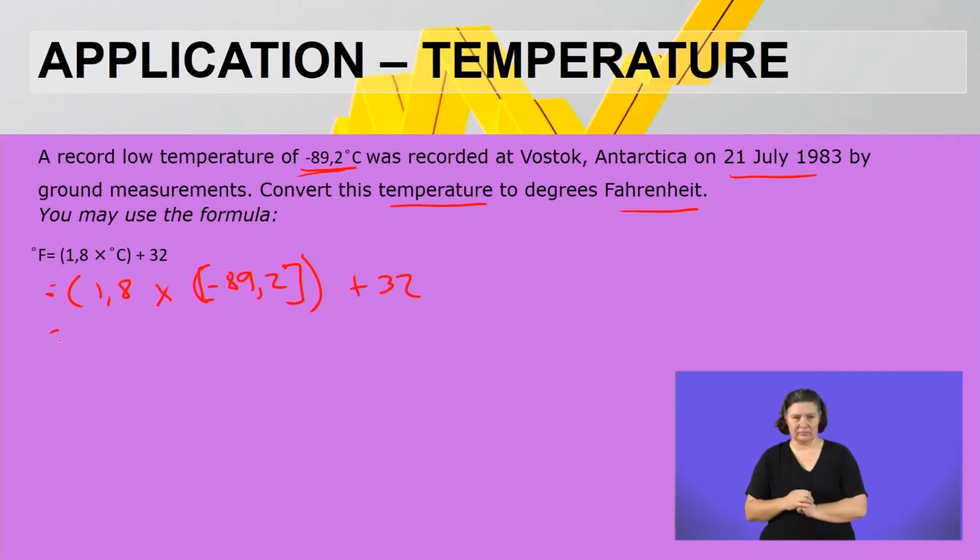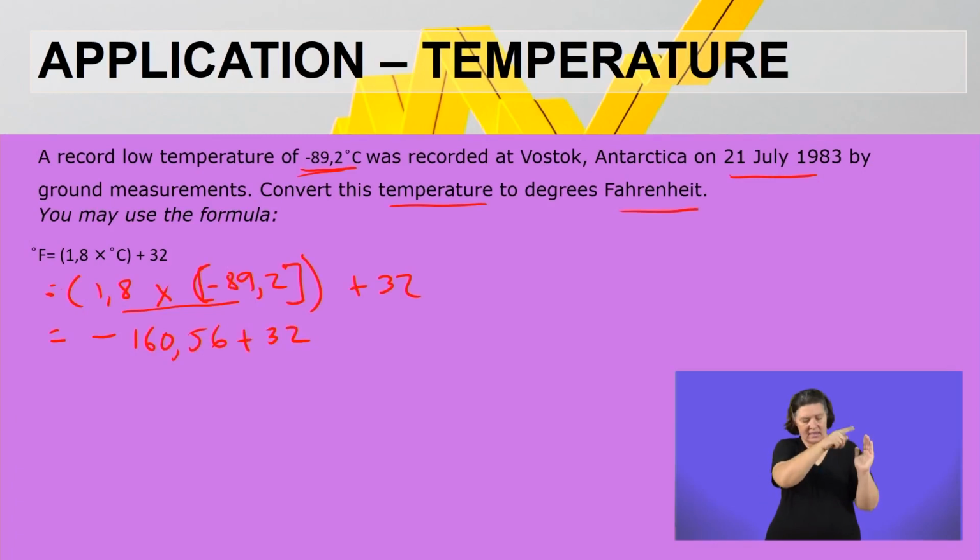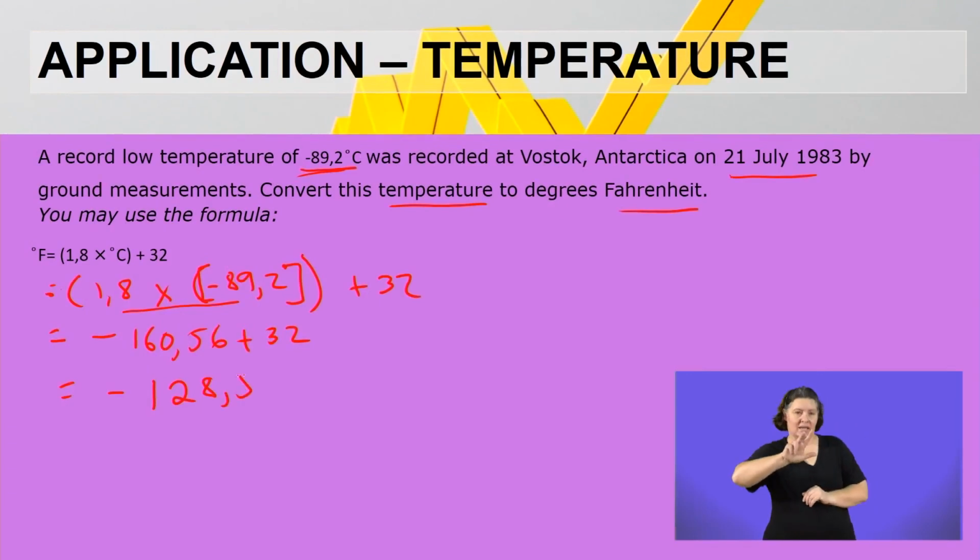Now, if I type this in on my calculator, 1.8 multiplied by negative 89.2. That's a negative value. So that should give us minus 160.56. Right? So that's if I simplify this step. Plus 32. So if I simplify that, it should give us a final answer of negative or minus 128.56. And now that will be degrees Fahrenheit.